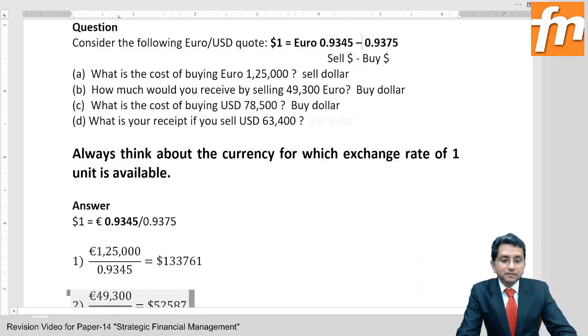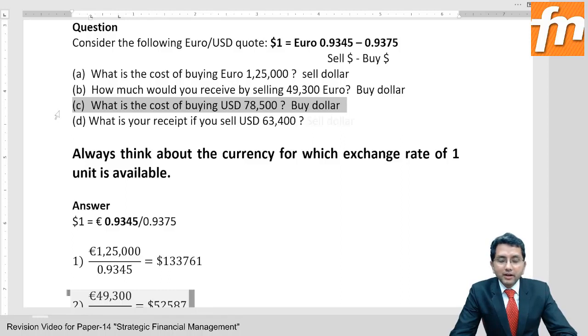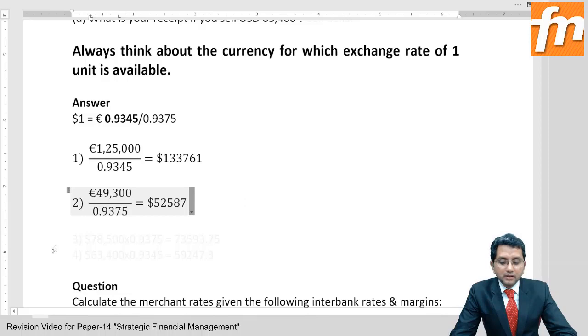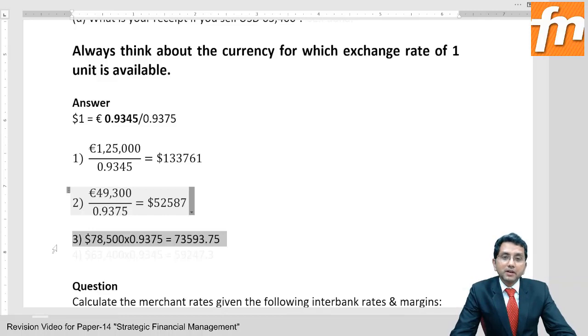the higher rate of 0.9375. The question is, should I multiply or divide? Rate is already given for dollars, and the rate is given for $1. So you need to multiply by the rate. 78,500 multiplied by 0.9375 will give you roughly 75,000 euros.